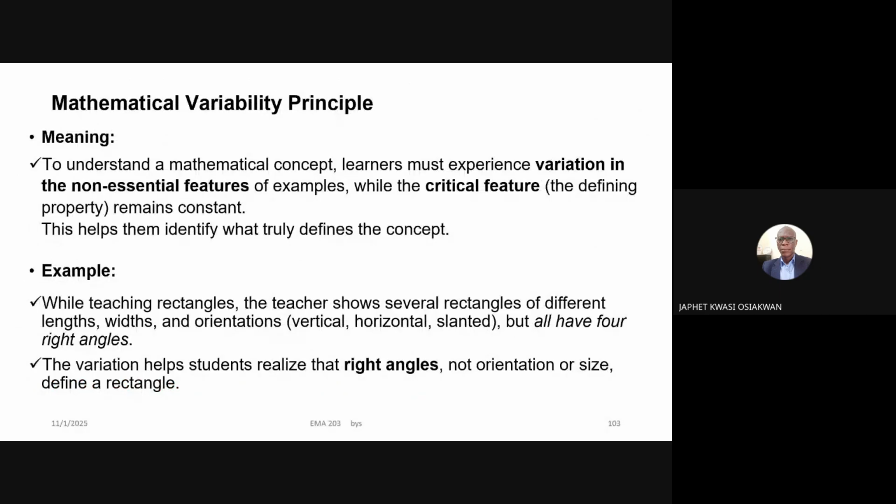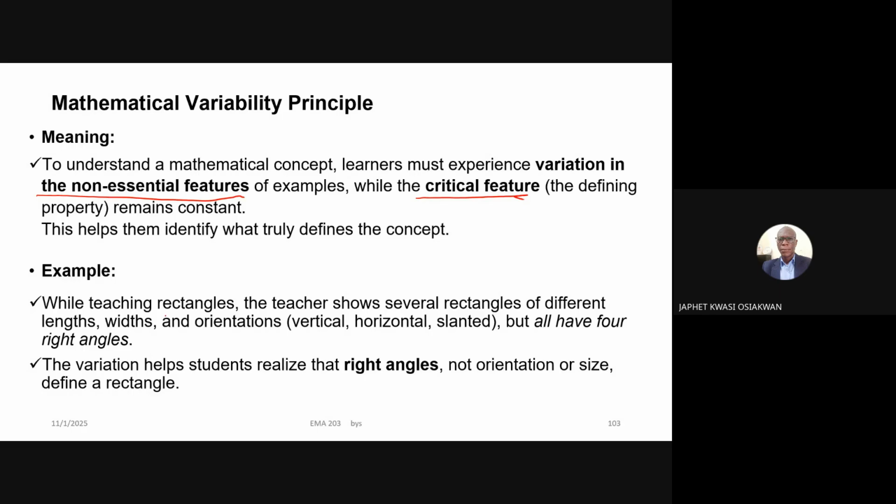Okay. Then we come to the mathematical variability principle. Then this one we will get more confused. Mathematical variability principle. To understand a mathematical concept, learners must experience variation in the non-essential features of examples, while critical features are maintained. The critical ones, the important ones, are maintained. This helps them identify what truly defines the concept.